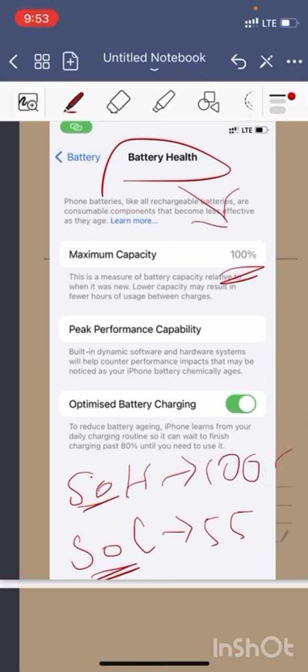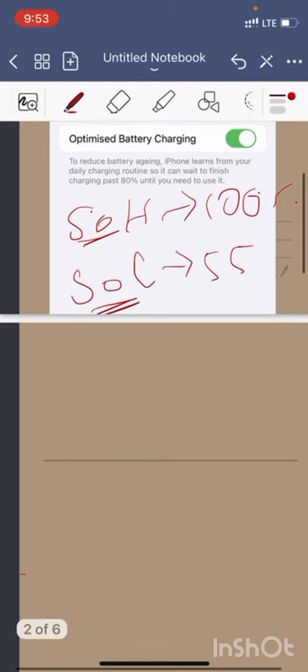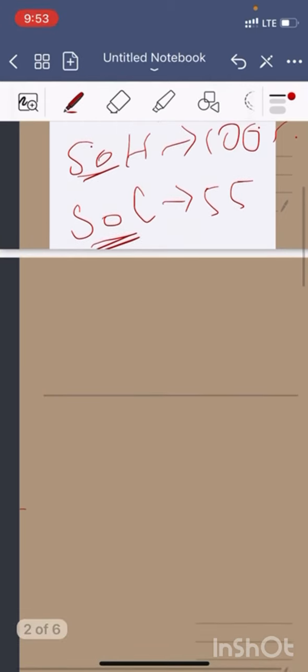So what exactly does SOH mean? SOH is how healthy your battery is after a particular given time. Let's say over a period of 1 year, 2 years, 3 years. SOC is state of charge: how much charge is left in a battery for a particular charge cycle or discharge cycle.